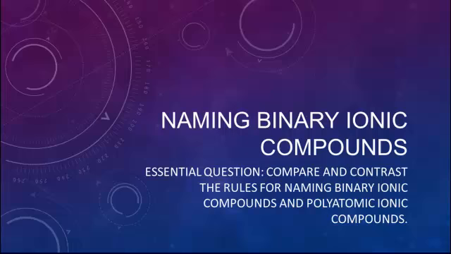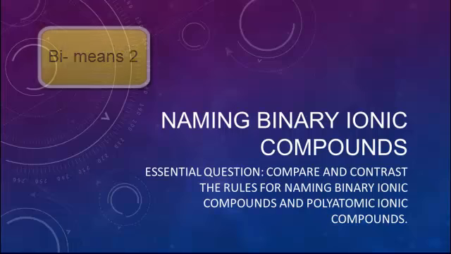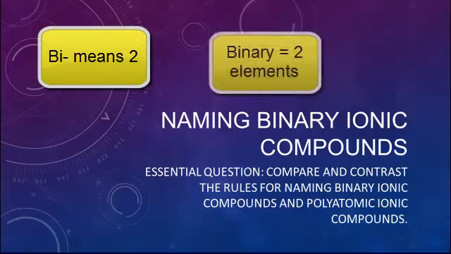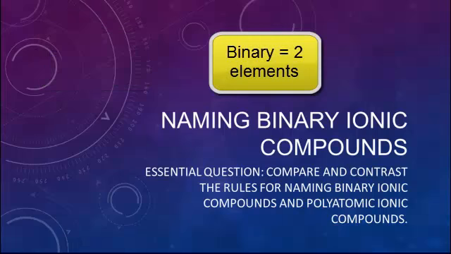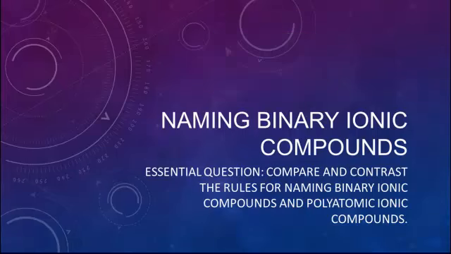Now, that sounds kind of intimidating, but one thing you want to remember is that the word bi means two. So we are just naming ionic compounds that contain only two elements. Take a moment now to make a note of what bi means on your paper, and also write down the essential question.